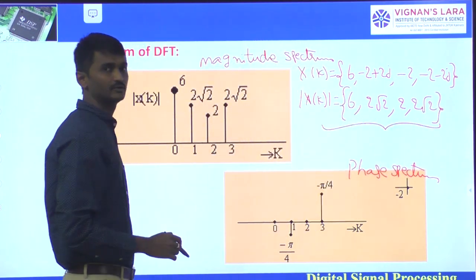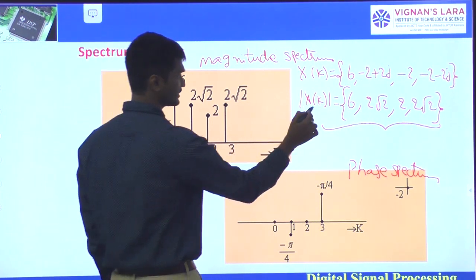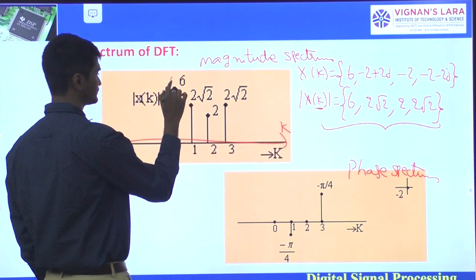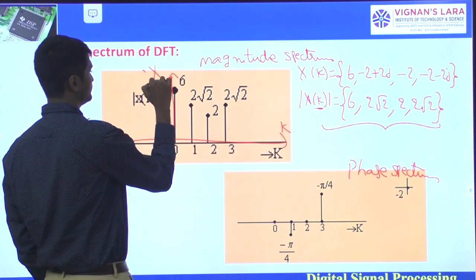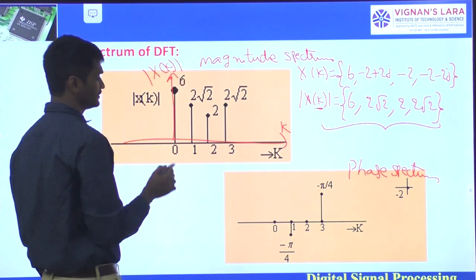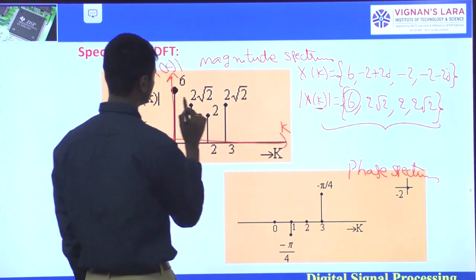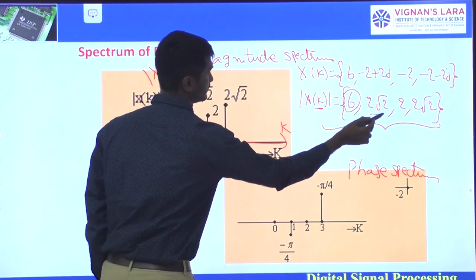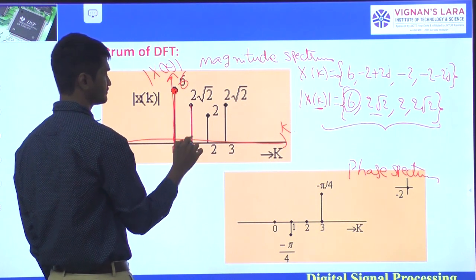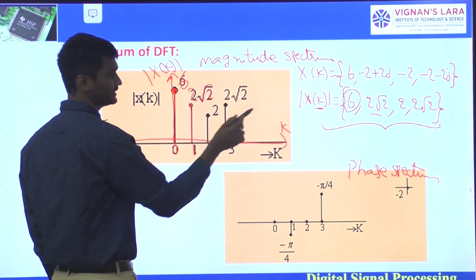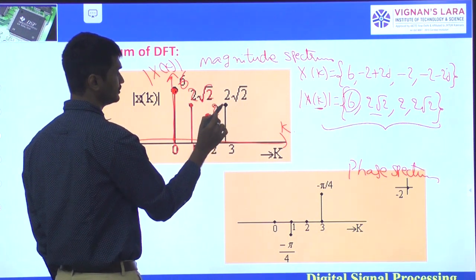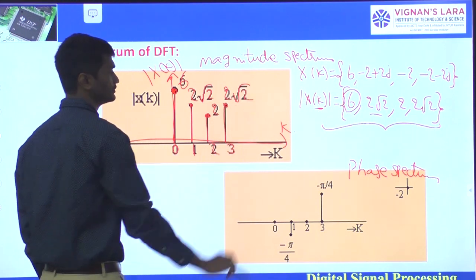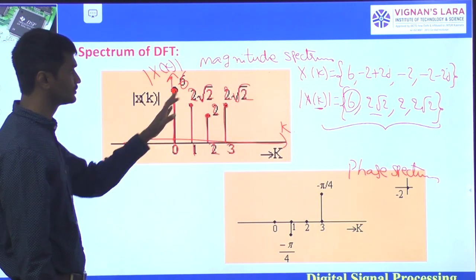So we have to draw the magnitude spectrum. These are k values only. So here it is mod X of k. At k equals 0, it is 6. Next, at k equals 1, that is 2 root 2. Similarly, at k equals 2, it is 2. At k equals 3, it is 2 root 2.